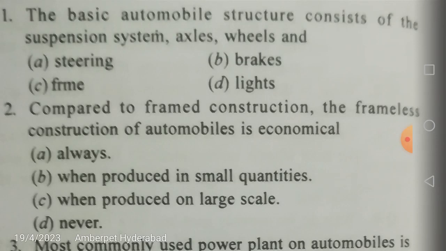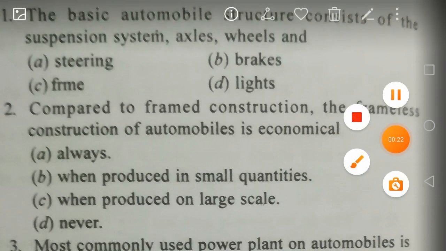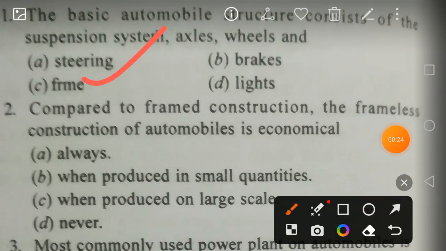Friends, in this video we will see questions from engine basics. First question: the basic automobile structure consists of the suspension system, axles, wheels, and what is the other thing? It is steering or brakes or frame or lights. This is your frame. Frame is the correct answer.